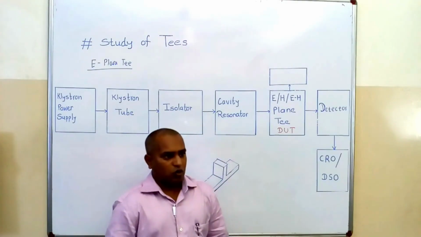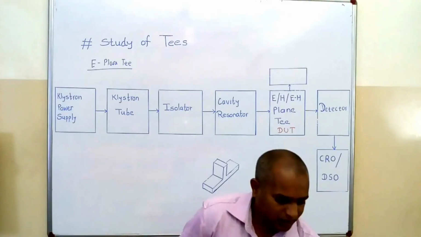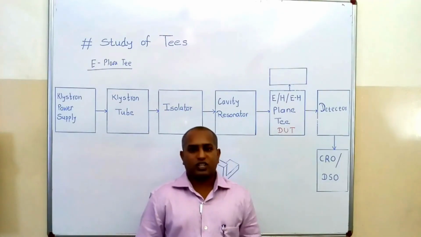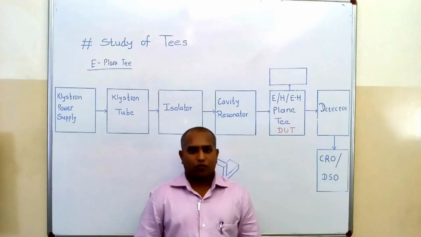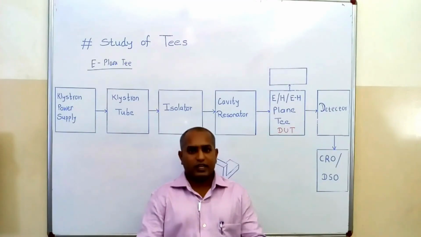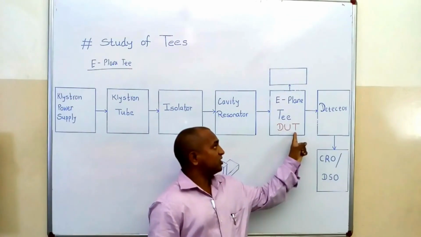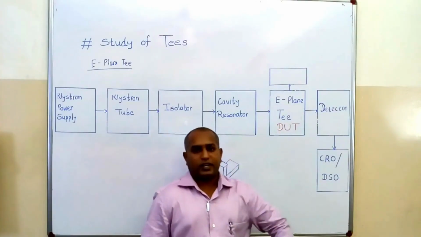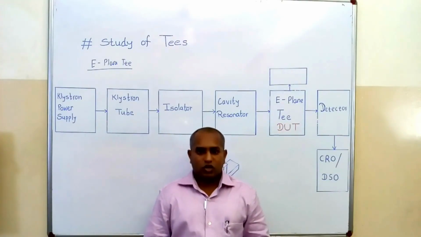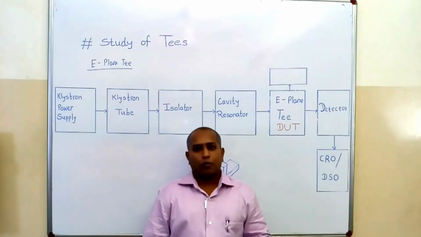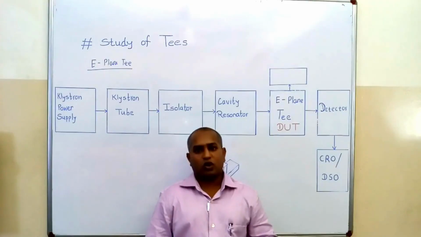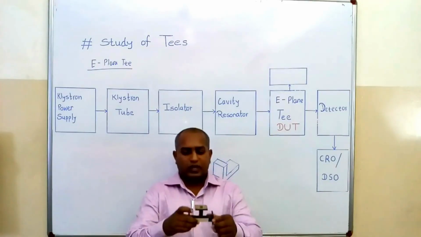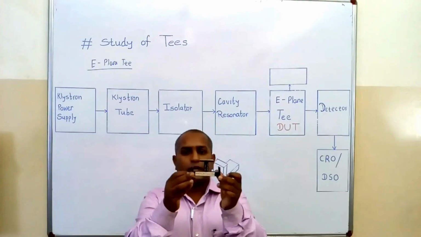So today we will perform the E-plane tee, H-plane tee and magic tee one after another. Our first component, our first device under test, is the E-plane tee. For this E-plane tee, we will see the actual structure, the working, and then we will see the port characteristics performance in our actual experiment. So this is the structure of the E-plane tee.